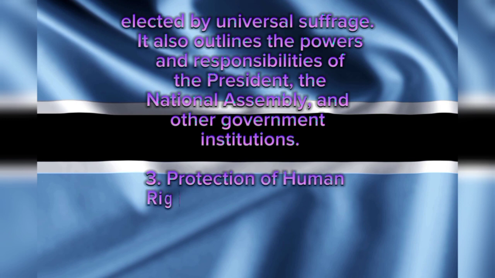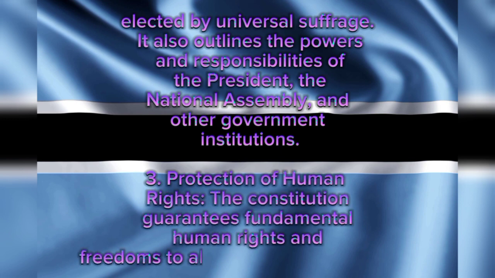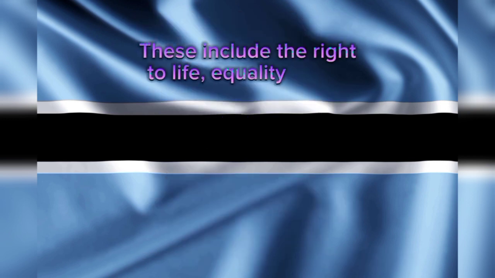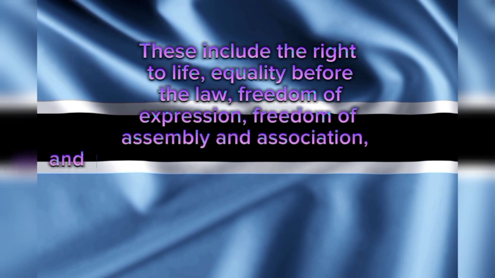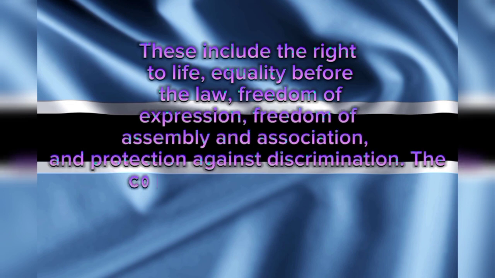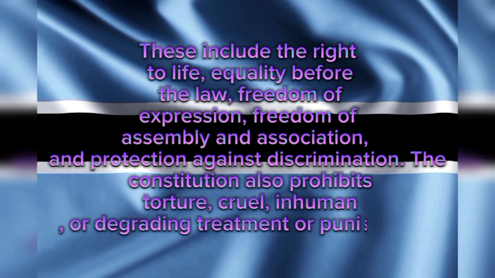3. Protection of human rights. The Constitution guarantees fundamental human rights and freedoms to all individuals in Botswana. These include the right to life, equality before the law, freedom of expression, freedom of assembly and association, and protection against discrimination. The Constitution also prohibits torture, cruel, inhuman, or degrading treatment or punishment.